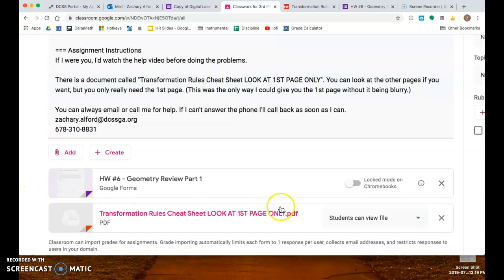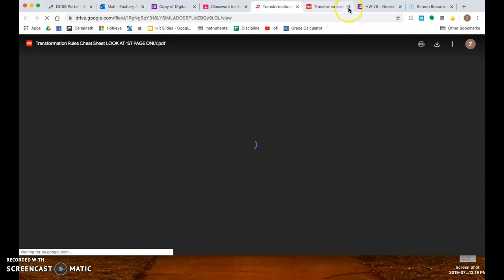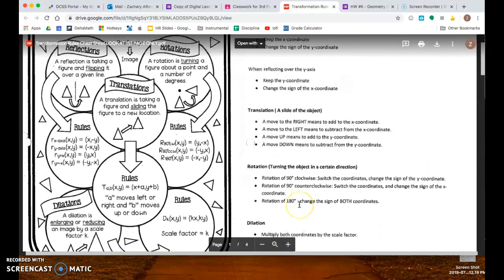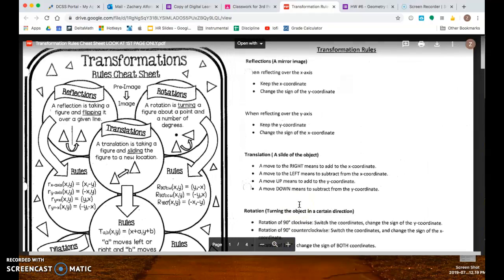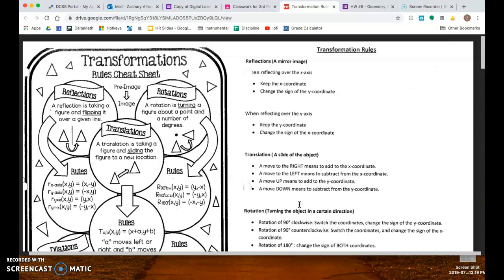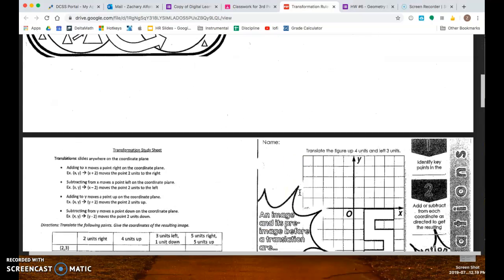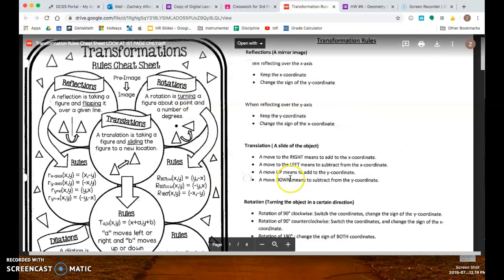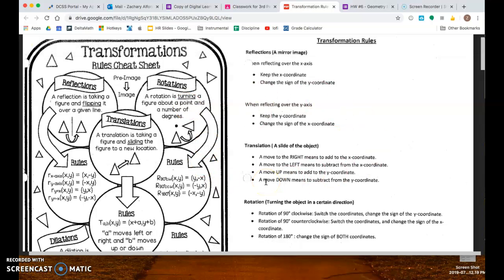So that is talking about this PDF, and when you click on it, it opens up and this is a cheat sheet, some notes that we got early this spring semester. You can look at the other pages if you want, but I just said look at the first page only because all the other pages don't really help you. The first page really just summarizes everything you need to know about transformation. So that's why I just said look at first page only.